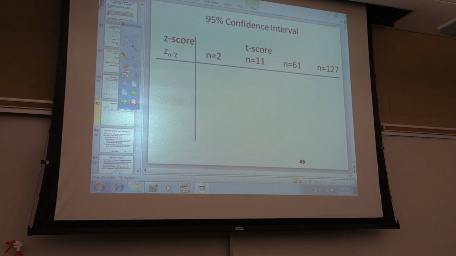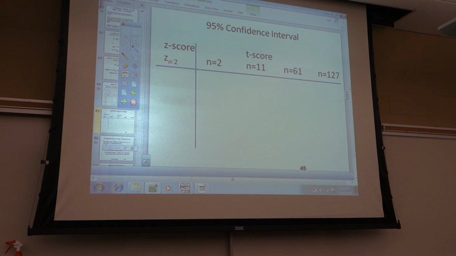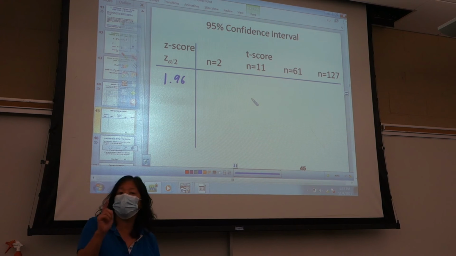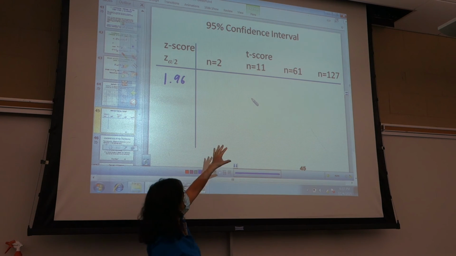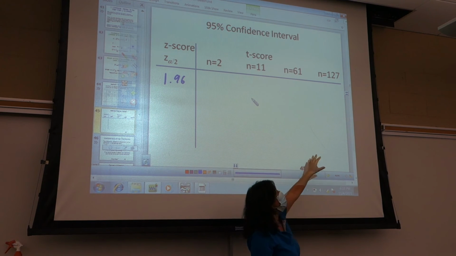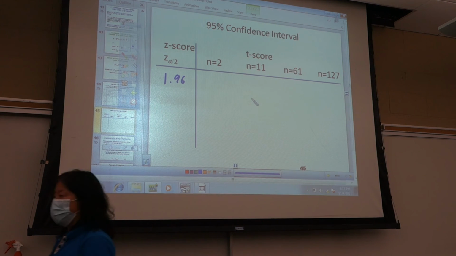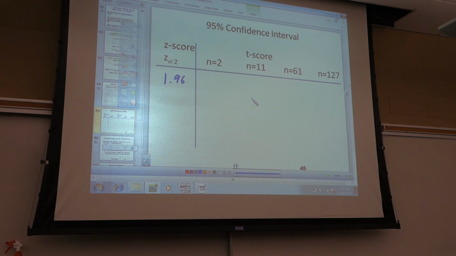So what I'd like everybody to do is find the following. What's my z-score for a 95% confidence interval? 1.96. Perfect. Now find the t-scores for a 95% confidence interval. If n is 2, again, you have to find degrees of freedom. Degrees of freedom is n minus 1. If n is 12, if n is 61, if n is 127. Everybody do that. I'll give you a minute or two.